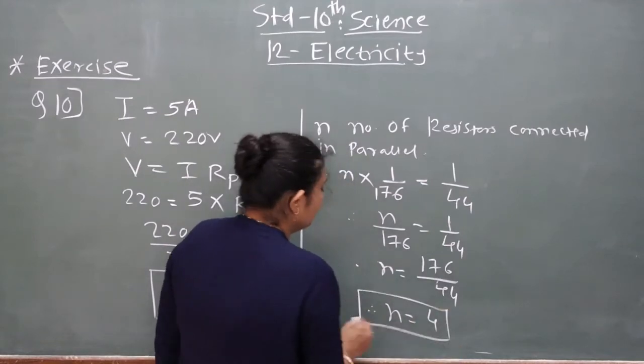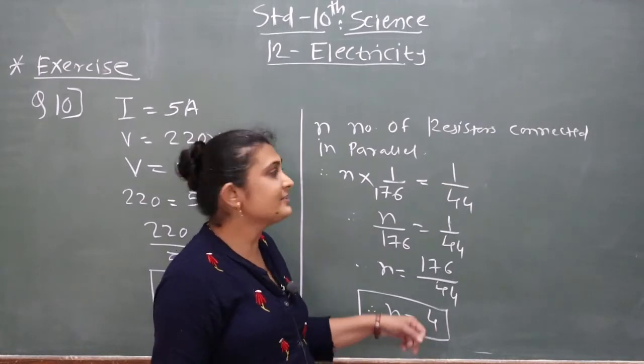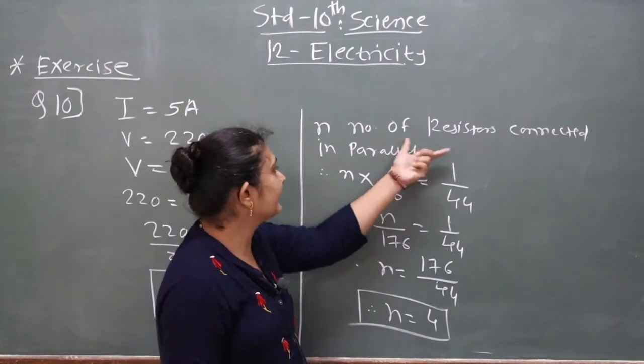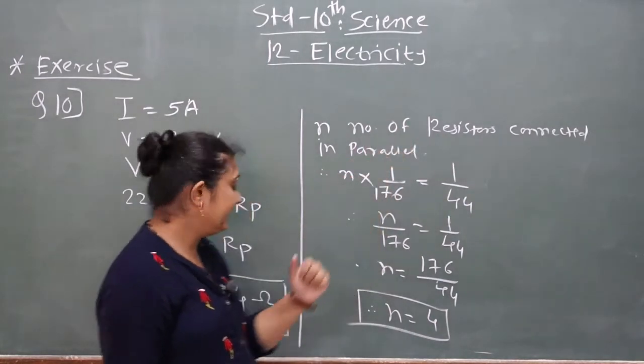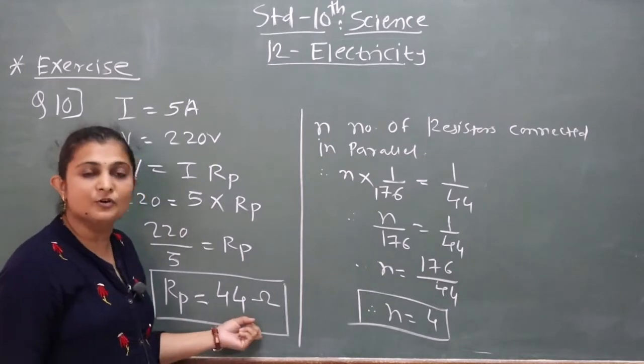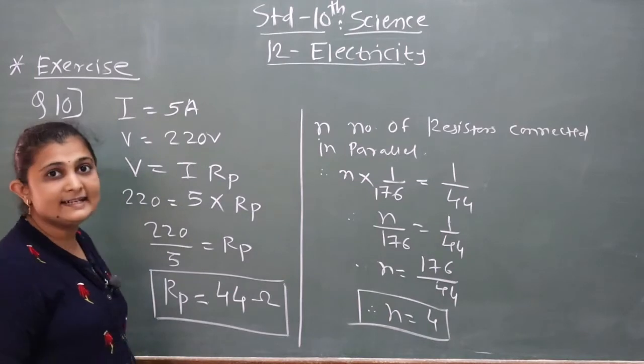Then the total number of resistors is 4, each having 176 ohm resistance and connected in parallel, and then we get the total resistance of the circuit as 44 ohm. Note down this one. We will solve the next question.